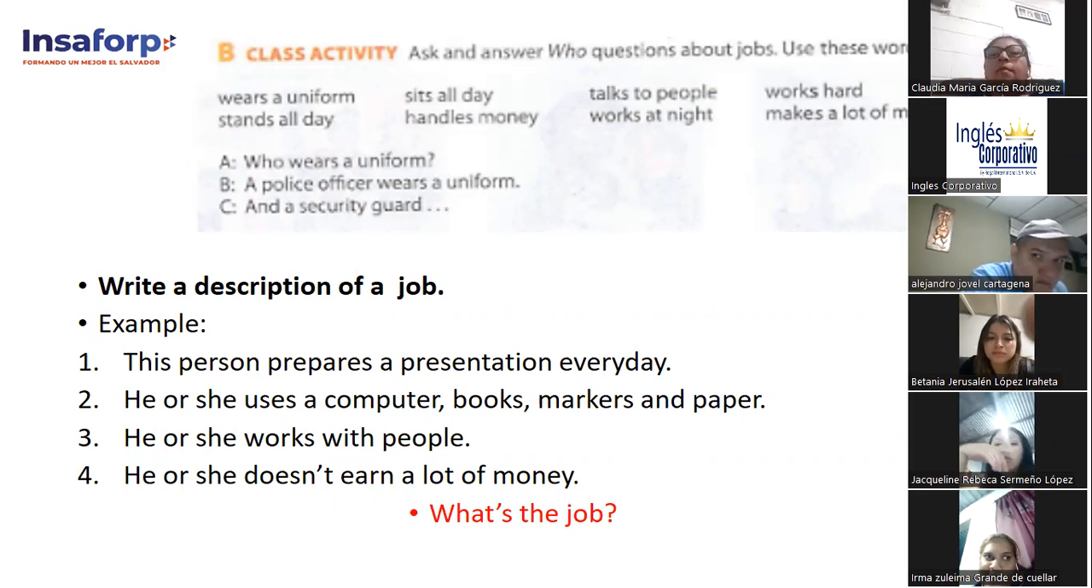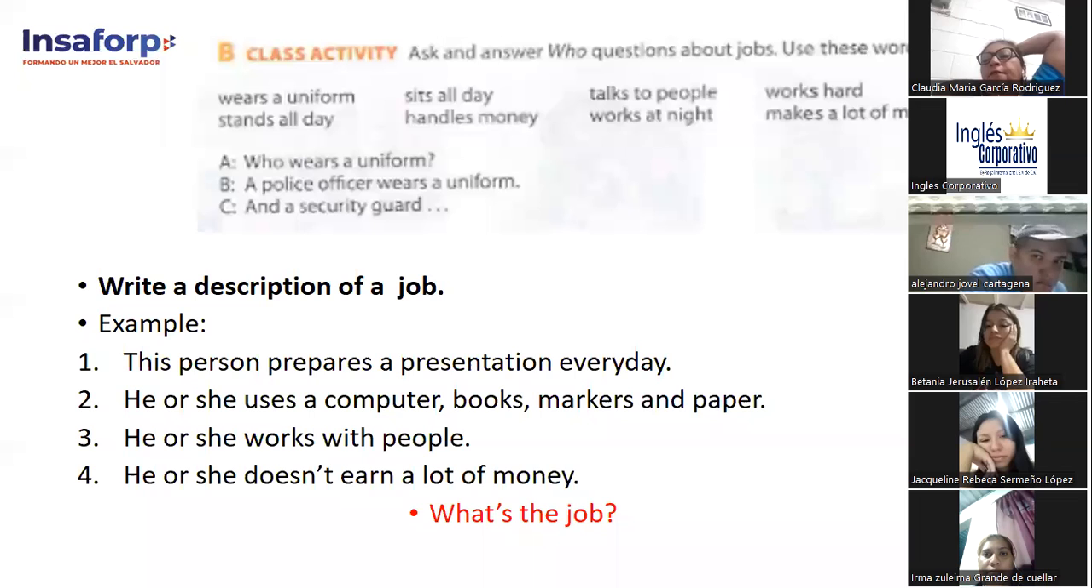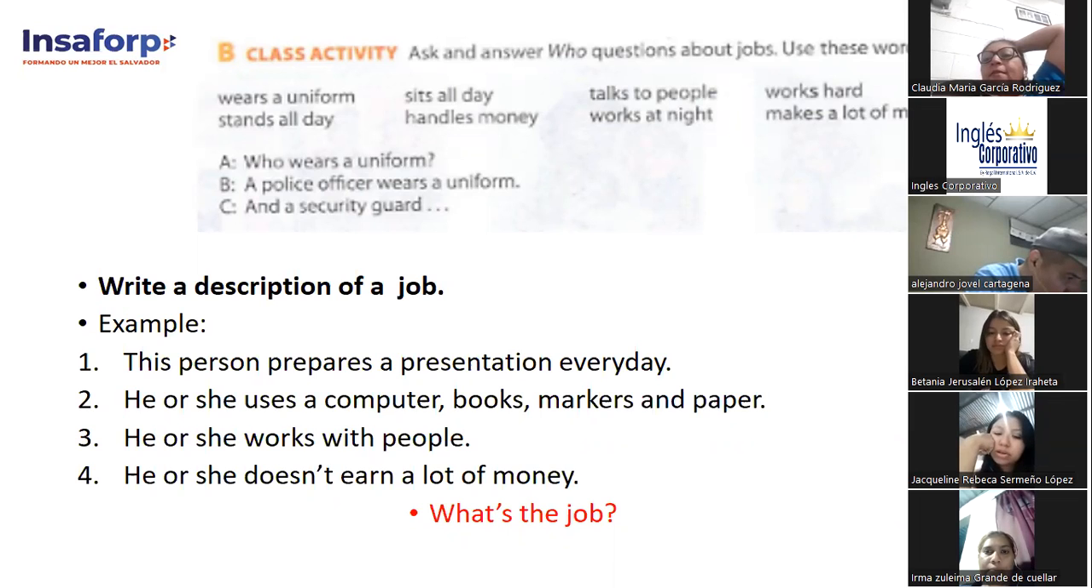Claudia Maria, do you have the description? This person prepares a presentation on an apartment for visit the people for washing. Okay, the person prepares presentations and visits clients or visits people and shows the presentation. Any other information, Claudia? Yeah, this person prepares presentation the home and apartment for visit the people for washing. Okay.